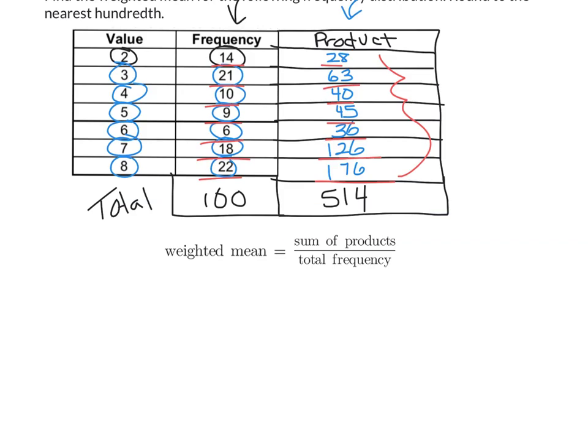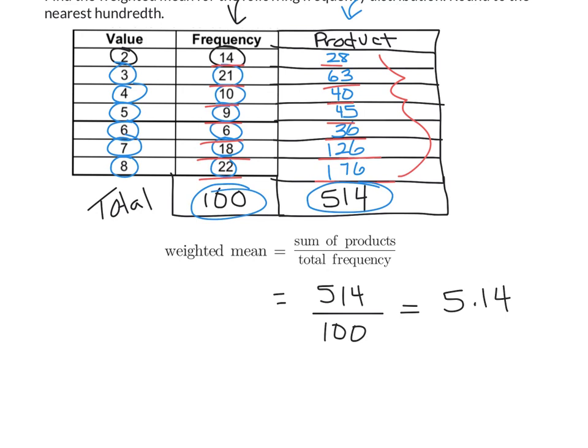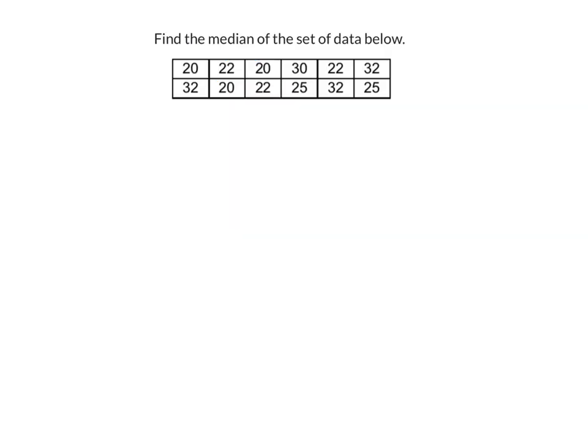The weighted mean is found by taking the sum of the products, which is 514, and dividing by the total frequencies, which is 100. So 514 divided by 100 gives us a decimal of 5.14. And that is the answer. 5.14 is the weighted mean of that frequency distribution.